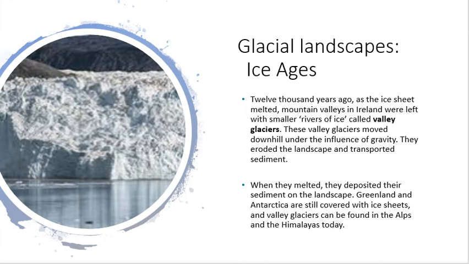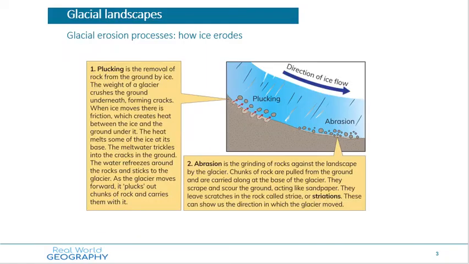So we just mentioned there how when glaciers moved across Ireland, they eroded Ireland's landscape. And there are two main ways that glaciers erode, okay? And these are by plucking and by abrasion. The first one, plucking, really simply, guys, is if you look at the picture here: as the ice moves down the mountain, it literally plucks bits of rock off the landscape. Very, very straightforward.